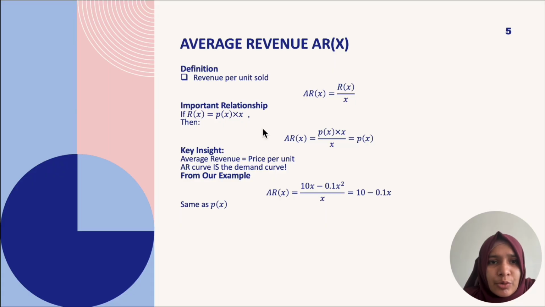Moving to average revenue, which is the revenue per unit sold. Mathematically, AR equals R(x) over x. In our case, dividing the revenue function by x gives us 10 minus 0.1x. This result is identical to our price function, proving that average revenue is always equal to price.